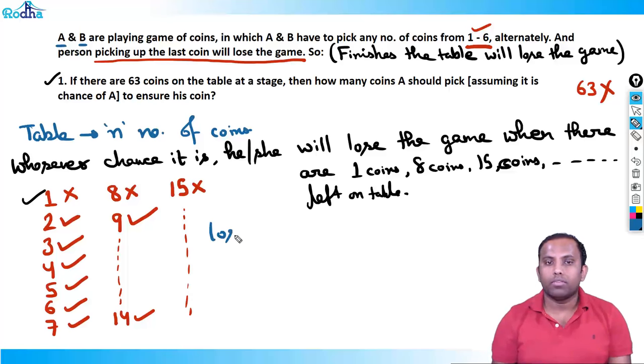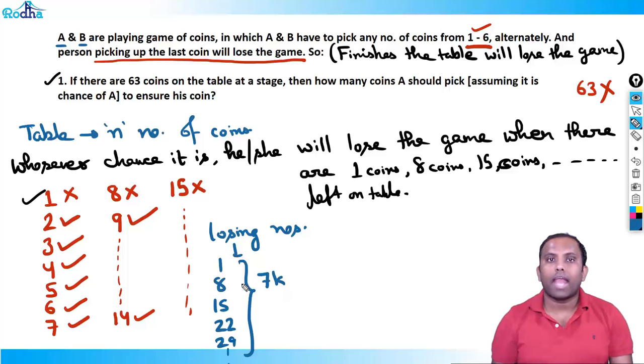So what are the losing numbers? Losing numbers for me are 1, 8, 15, and in that series 22, 29, and so on. So what is the series? Gap of 7. So I can write 7k. We have discussed this so many times in quant, right?